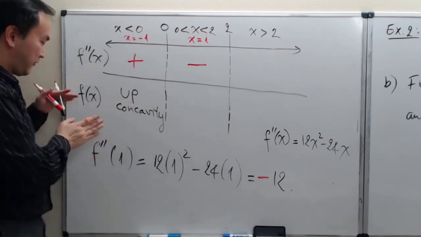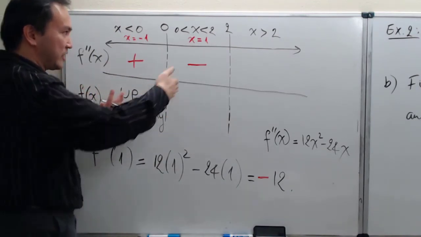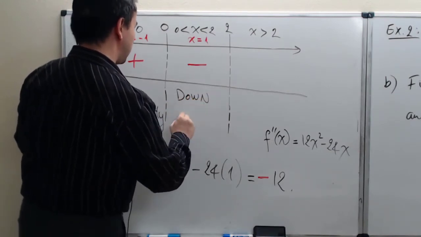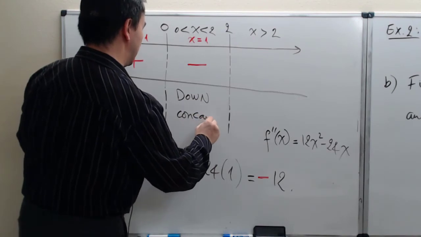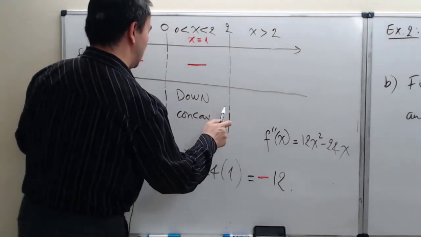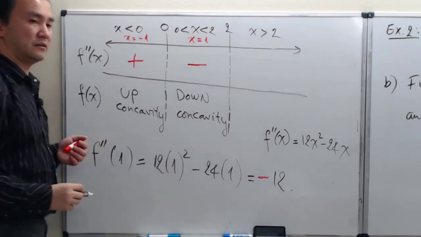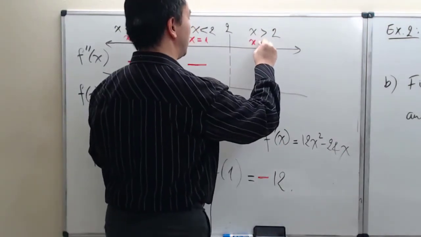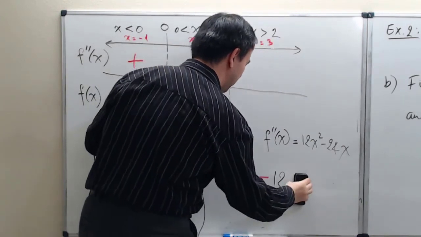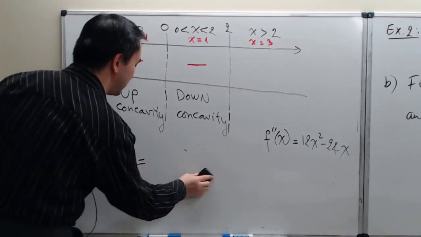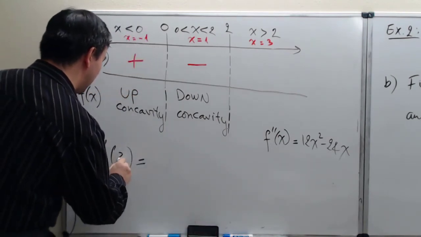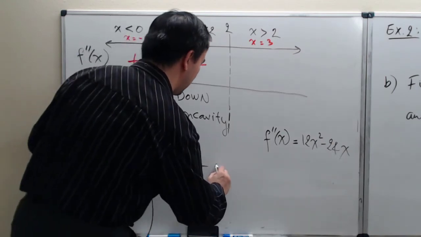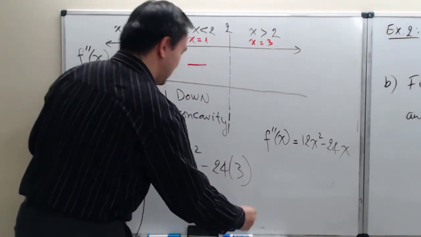And that means the shape of our function in that interval has to be a downward concavity. And in the last interval, right here, I am going to choose x equals 3. Now I'm going to substitute 3 into my second derivative. So 12 times 3 squared minus 24 times 3.